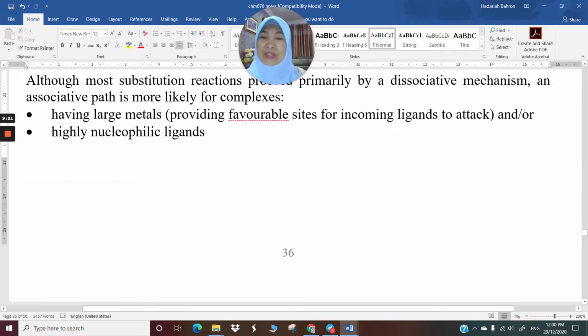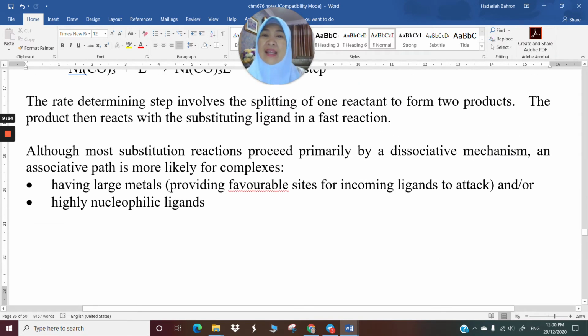So the associative mechanism is favored by large metals and highly nucleophilic ligands. The opposite of that, a dissociative mechanism, will be favored by a small metal and ligands which are not very nucleophilic.